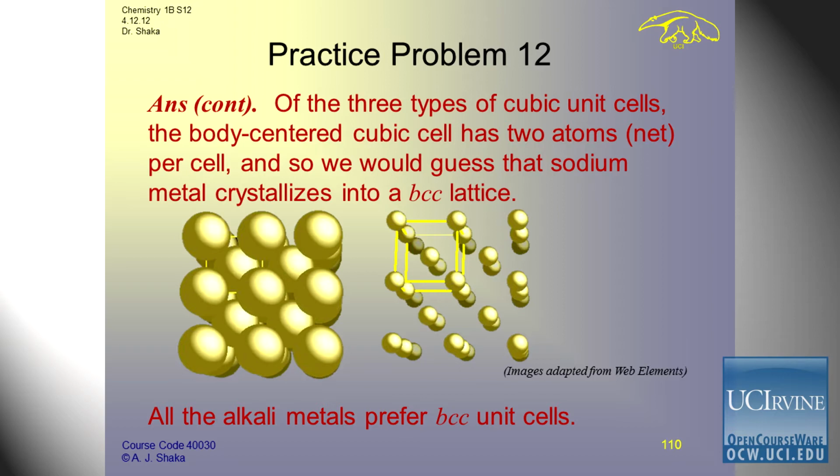Of the 3 types of cubic unit cells then that we have, body-centered cubic has 2 atoms, and so we would guess that sodium metal crystallizes into a body-centered cubic lattice, and if you guessed that, you'd be right. And in fact, all the alkali metals prefer body-centered cubic lattices, and therefore it probably has something to do with the structure of the valence electrons in those materials that they prefer that crystal structure.